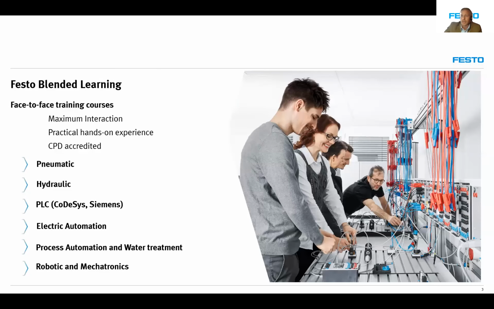So if we look at the face-to-face training courses, you know that we've got technologies like pneumatic, hydraulic, PLC, which would cover Codesys as well as Siemens, electric automation, process automation and water treatment, and robotics and mechatronics. Now the face-to-face training courses, obviously, there's maximum interaction. I mean, you build the physical components, you use the physical components to build the physical circuits. So there's maximum interaction. A lot of hands-on experience. So you will build the panels, you will use the components to build the panels, as you can see on the right of the screen there. And the courses are also CPD accredited, some of the courses.